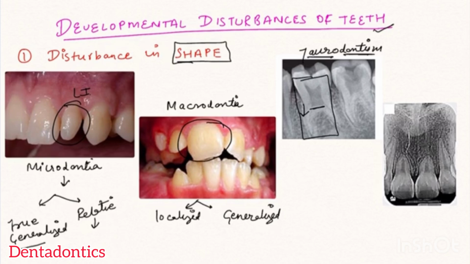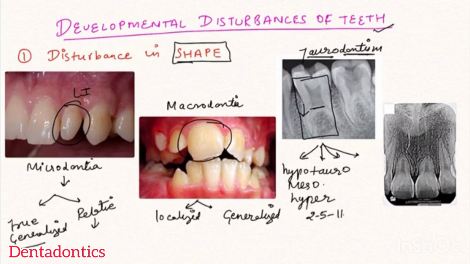It can be of three types: hypotaurodontism, mesotaurodontism and hypertaurodontism. Hypo is the mild form where there is slight apical displacement of the pulpal floor. Meso is the moderate form where there is apical displacement of the pulpal floor at the midline of the root, and hypertaurodontism is the severe form where there is apical displacement of the pulpal floor near the apex of the root. So we will take a radiograph to check this.